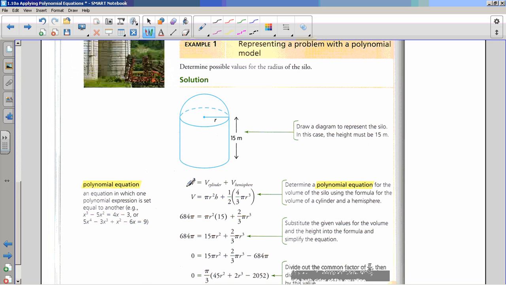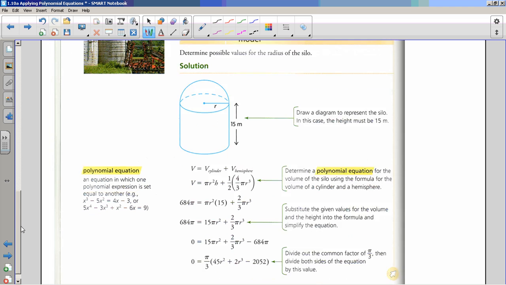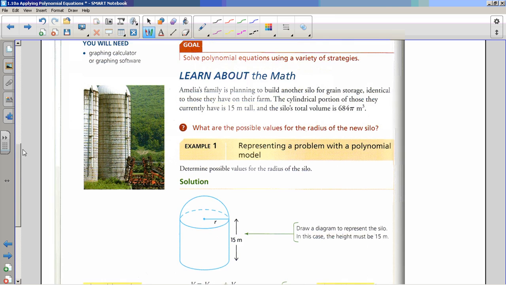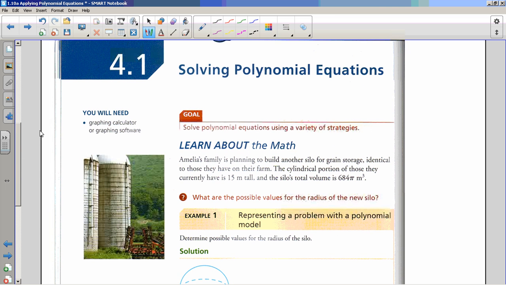Well, there's the volume for a silo shape, and some formulas from grade 9 that we use, and we solve it. We factored out something and then solve this using the factor theorem, or I think they might actually use technology. But this is the idea where we had to come up with our own polynomial equation given the question. We're going to practice that not only in the homework tonight, but later on, the next couple of days of class.